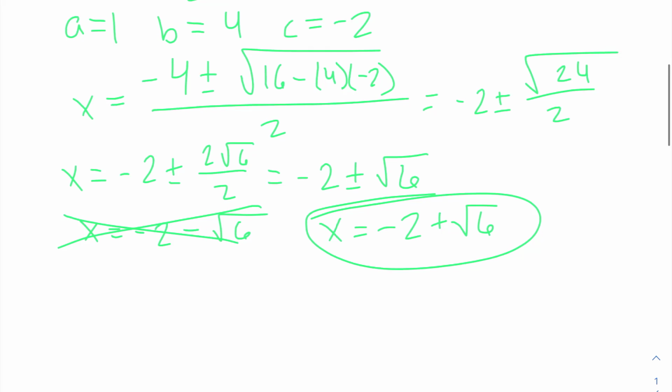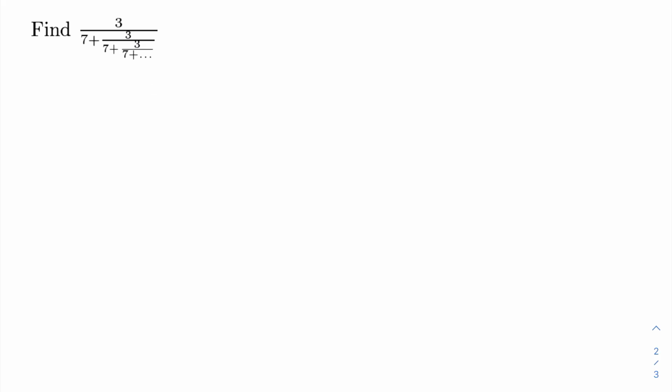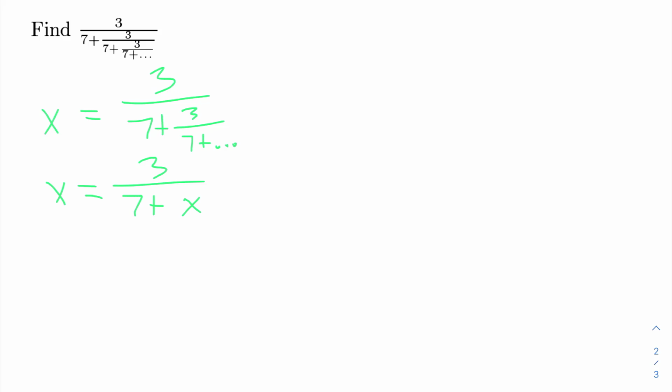Now let's do one more example. Find 3 over 7 plus 3 over 7 plus 3 over 7 repeating. Let's do the same thing as we did with the last problem. x is equal to 3 over 7 plus 3 over 7 plus the pattern continues. So, x is just equal to 3 over 7 plus itself. Multiplying both sides by 7 plus x, you get x squared plus 7x is equal to 3, so x squared plus 7x minus 3 is equal to 0.